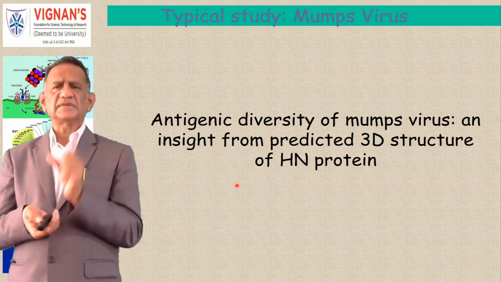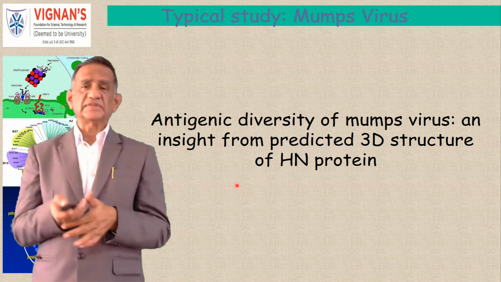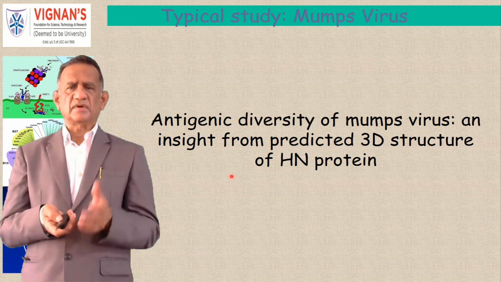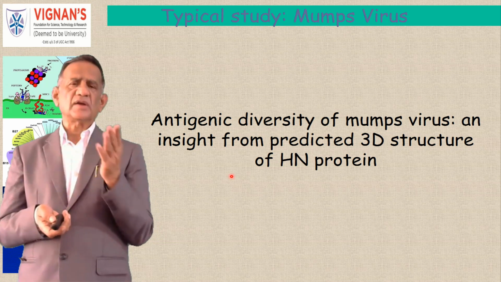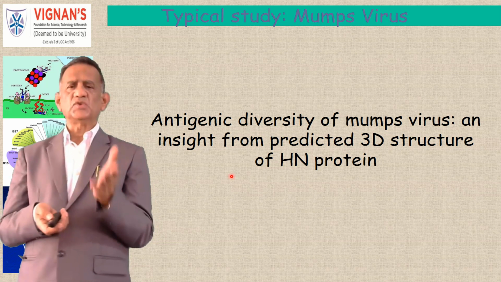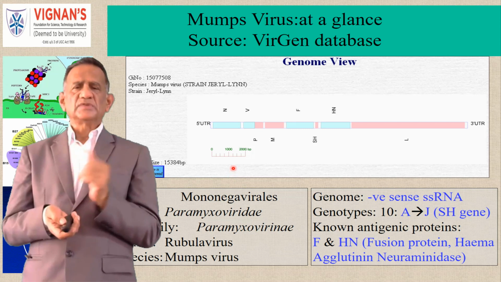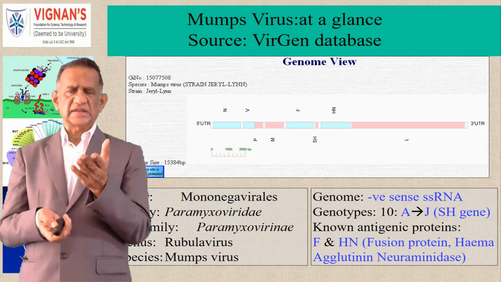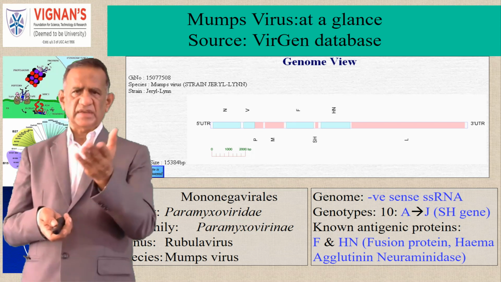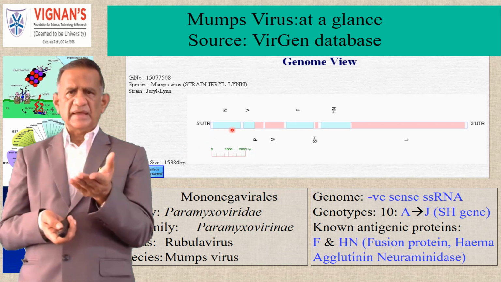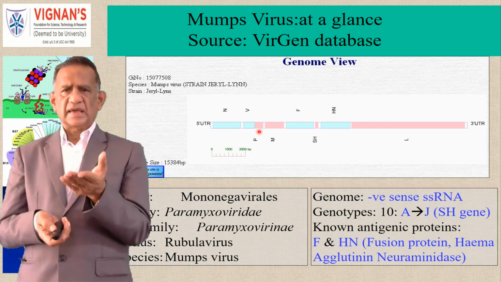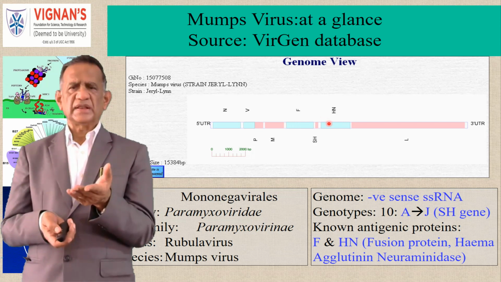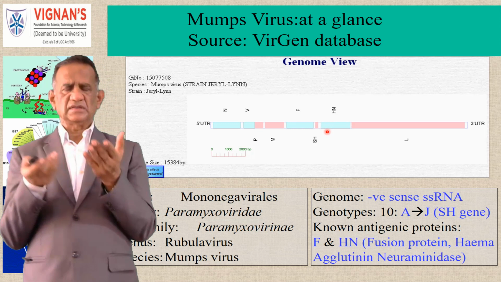So here let us see a simple example of mumps virus, antigenic diversity of mumps virus, an insight from predicted 3D structure of hemagglutinin neuraminidase protein. Let us see now. So here is the viral gene database. In this database, you see F, called the fusion protein. F is there, the blue one, and again HN is there. F and HN, that is hemagglutinin neuraminidase. So this is the genome sequence.